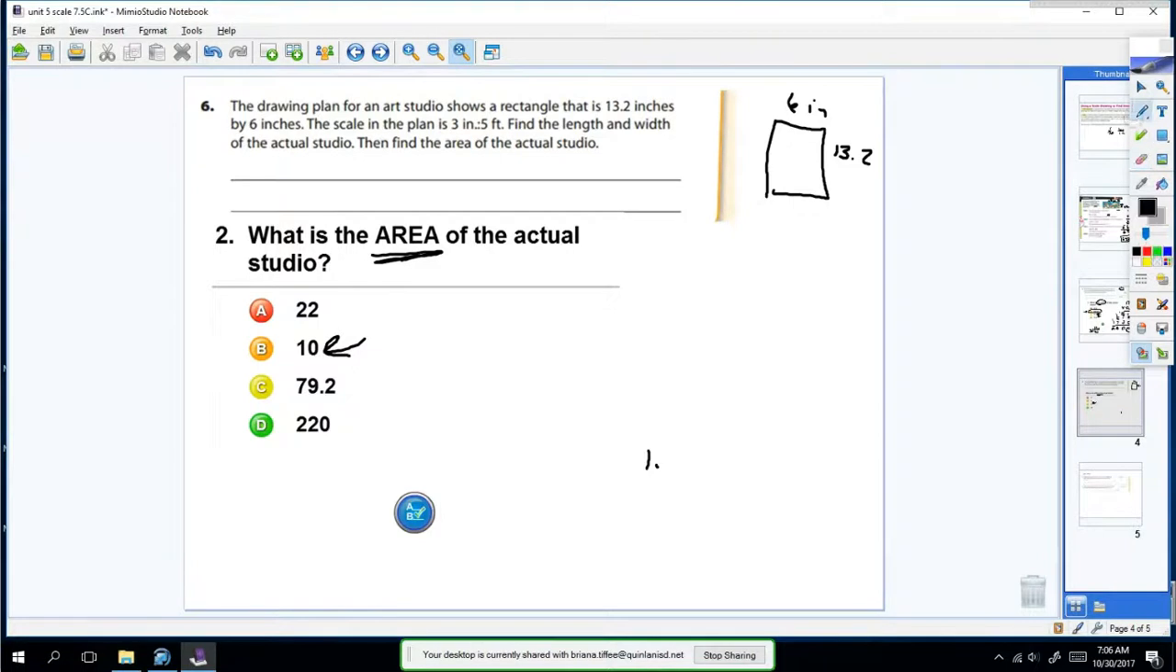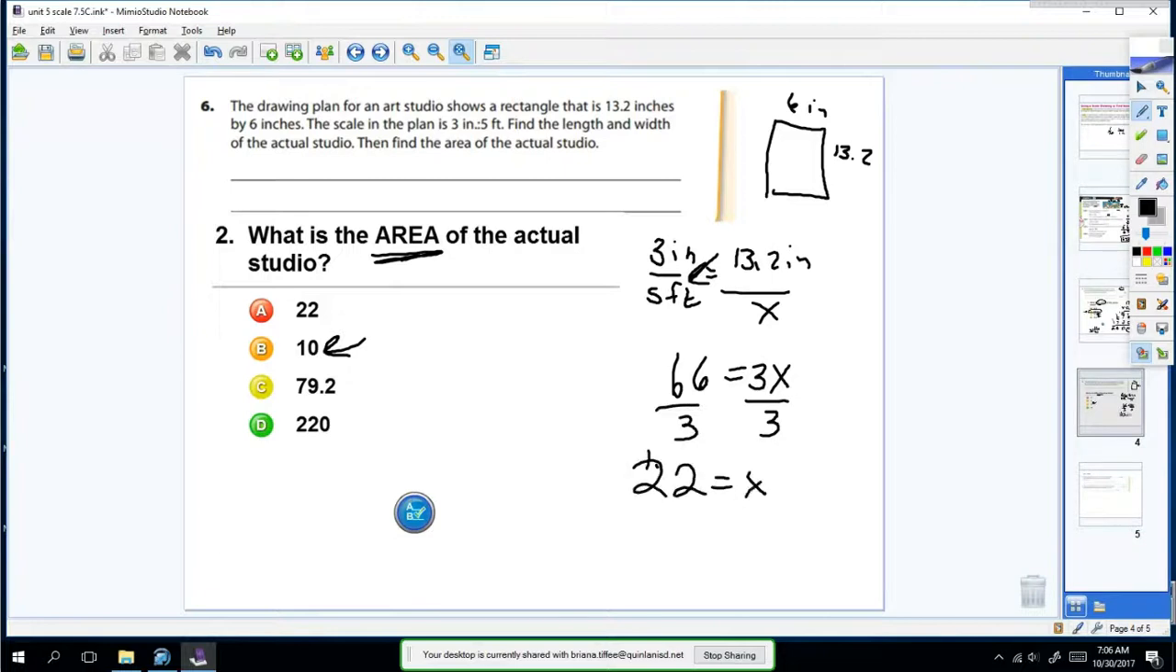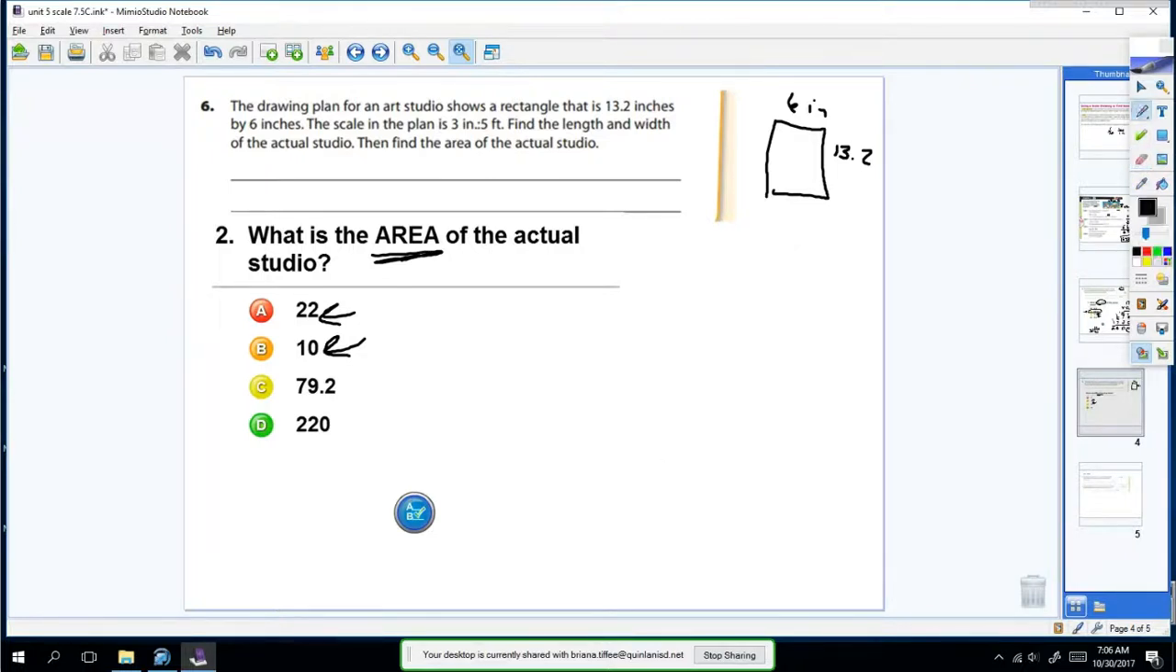So then, again, you're going to have 3 inches over 5 feet is equal to 13.2 inches over x. So you're going to do 13.2 times 5, which is 66. And then 3 times x, which is just 3x. So then you divide by 3, and you get 22 is equal to x. Again, look, there's my other dimension, but not my answer. My final answer is actually taking those dimensions and finding the area. Since it's a rectangle, all you have to do is length times width. So you're going to do 22 times 10, which is just 220 feet squared.